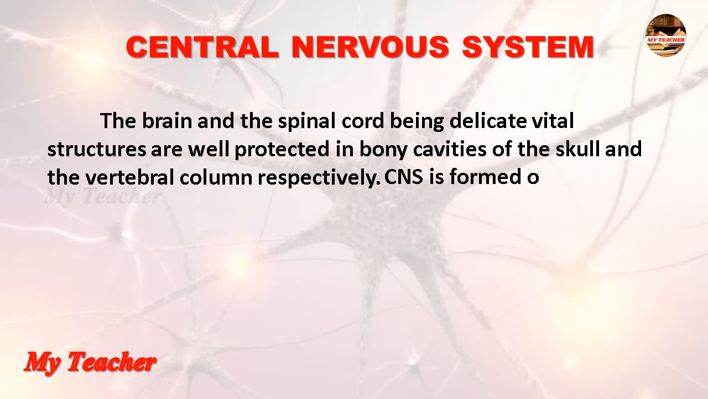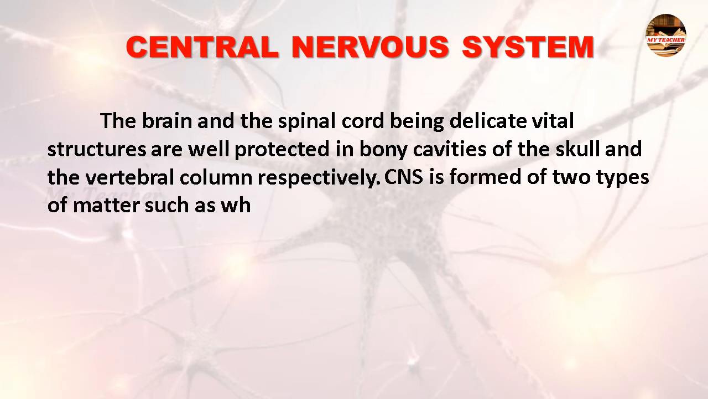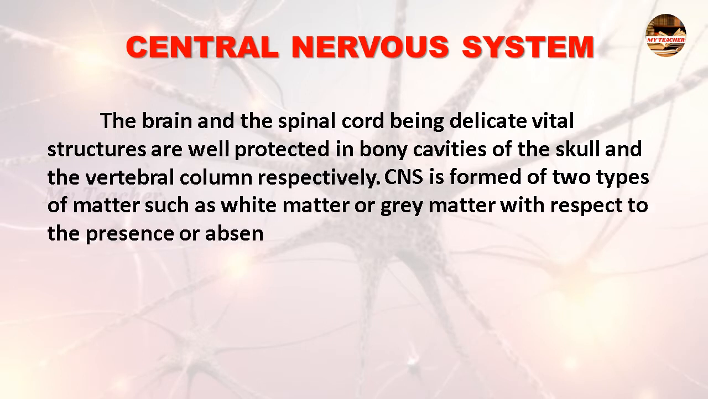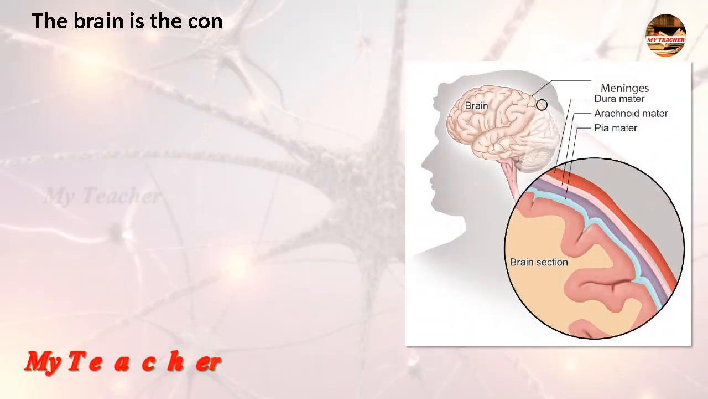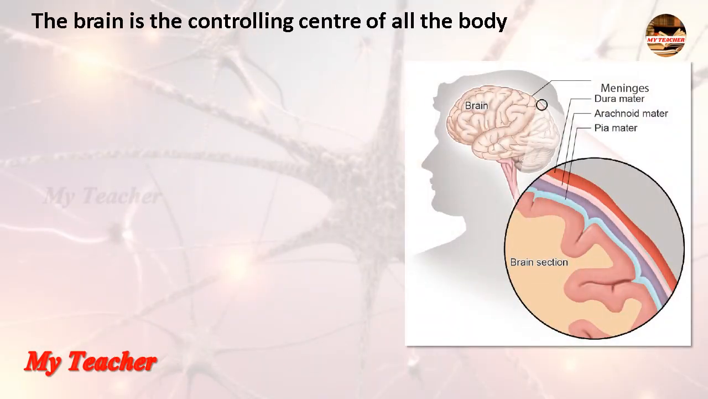Central nervous system is formed of two types of matter such as white matter or grey matter with respect to the presence or absence of myelin sheath. If the myelin sheath is present, it is called white matter, and if it is absent, it is called grey matter. The brain is the controlling center of all the body activities.